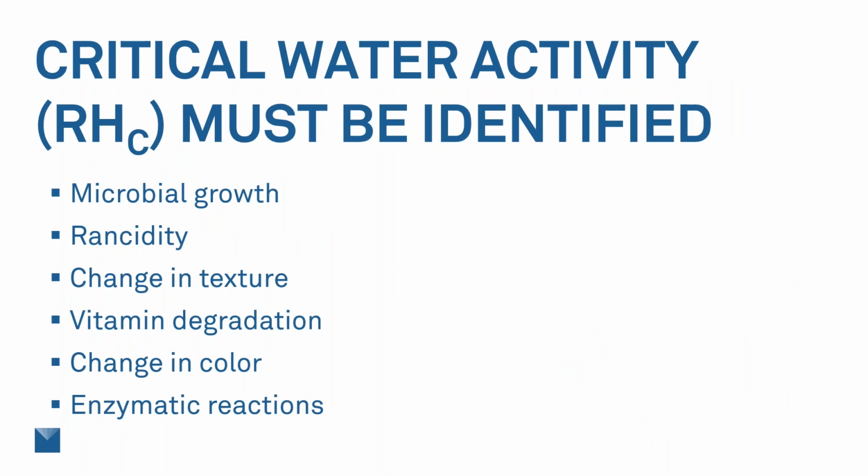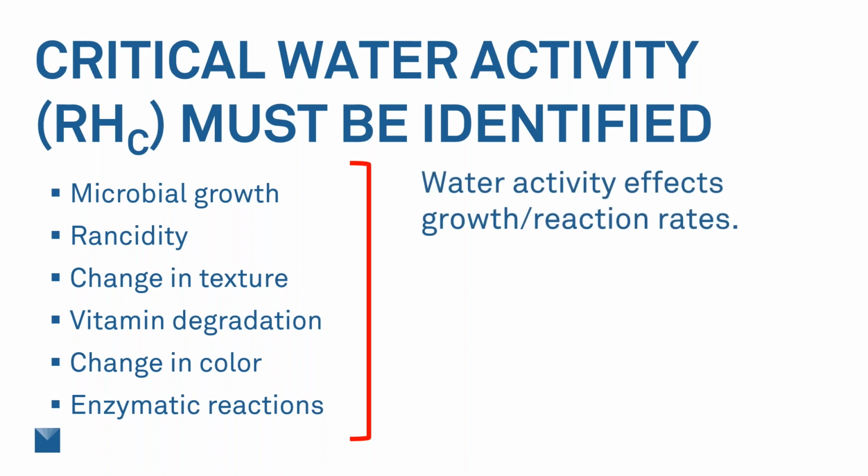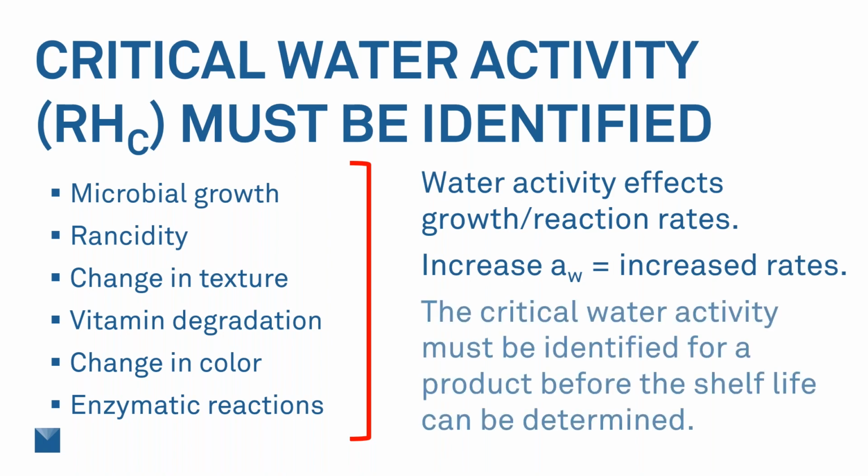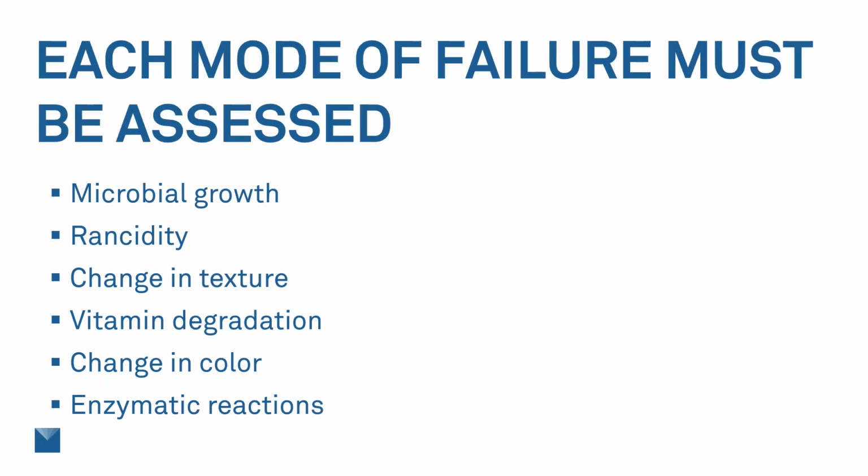So the critical water activity must be identified for your product. And remember that water activity is going to affect the growth rates or the reaction rates for each of these different factors. So increased water activity results in increased rates. That's something to keep in mind. And the critical water activity must be identified for a product before the shelf life can be determined. And this is something that we'll go through in our kale chip example in a few slides.